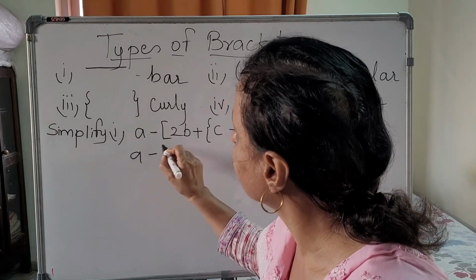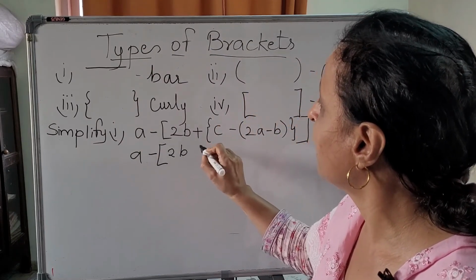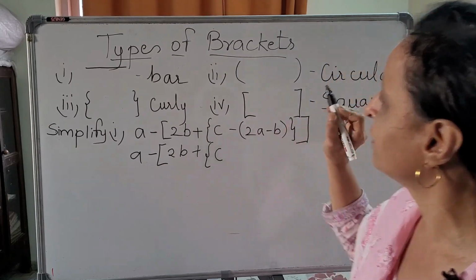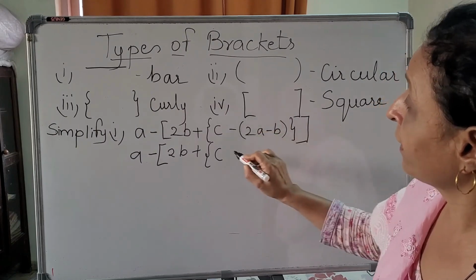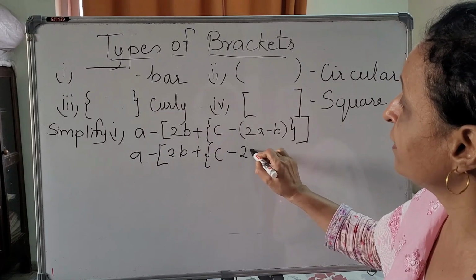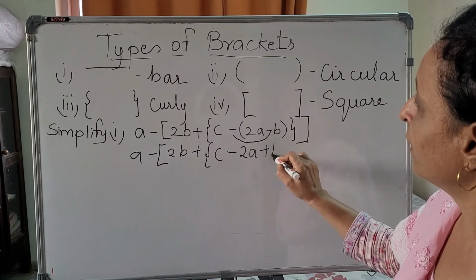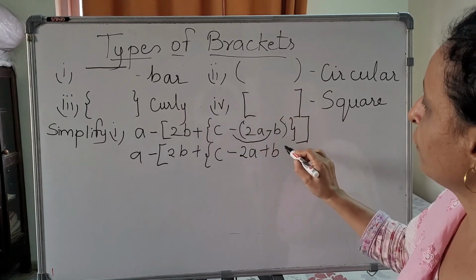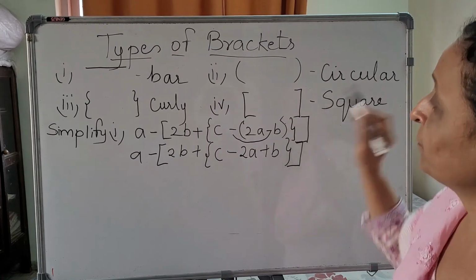A minus. Square you write as it is. Rest of the things have to be written as it is because one by one we will be solving. Curly as it is. Now here you are going to solve this circular bracket. Now there is a minus sign, so all the signs inside 2a are going to change. Now this minus will become plus. So this is plus b. This circular bracket is gone now. You put the curly bracket and the square one.